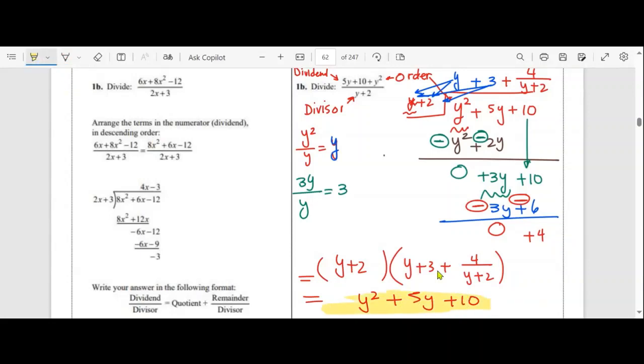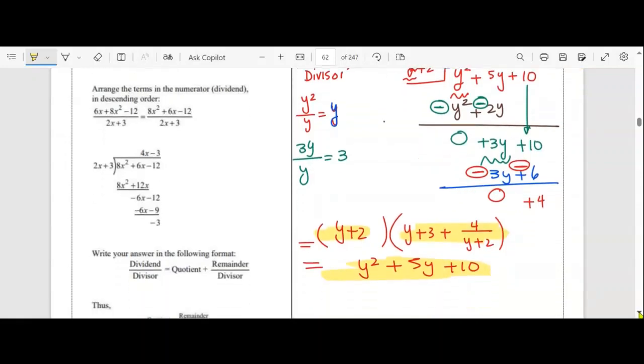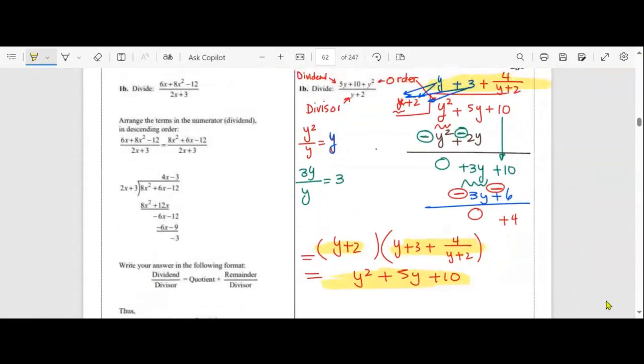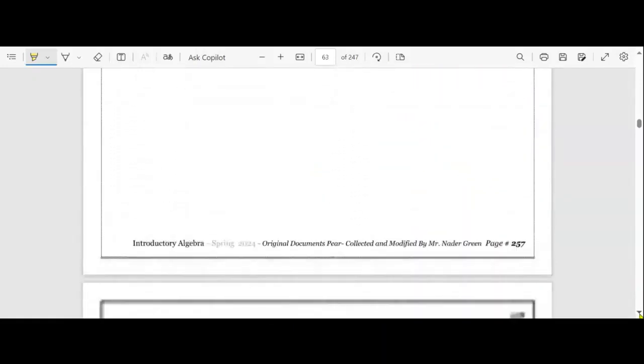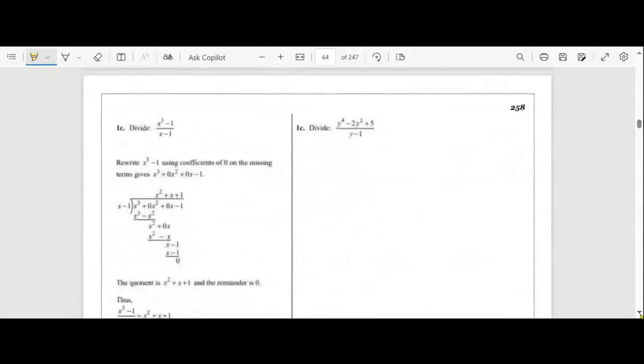Yeah. Any questions? If you understand, raise your hand. Okay, so everybody understands. Should we go to the next one? Yes? Okay, let's go to the next one. Yeah, let's solve this one.